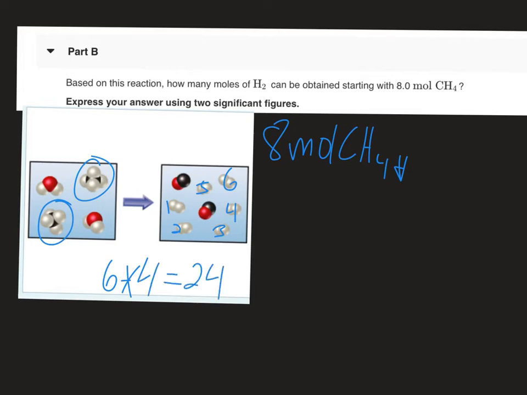Or we can go about it the other way, which might be a little longer. However, it is what it is.